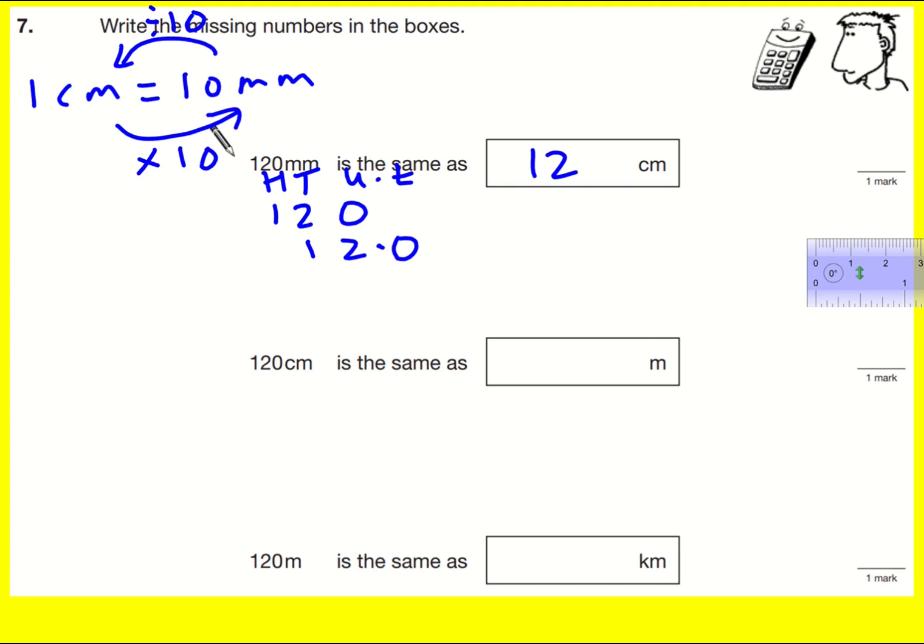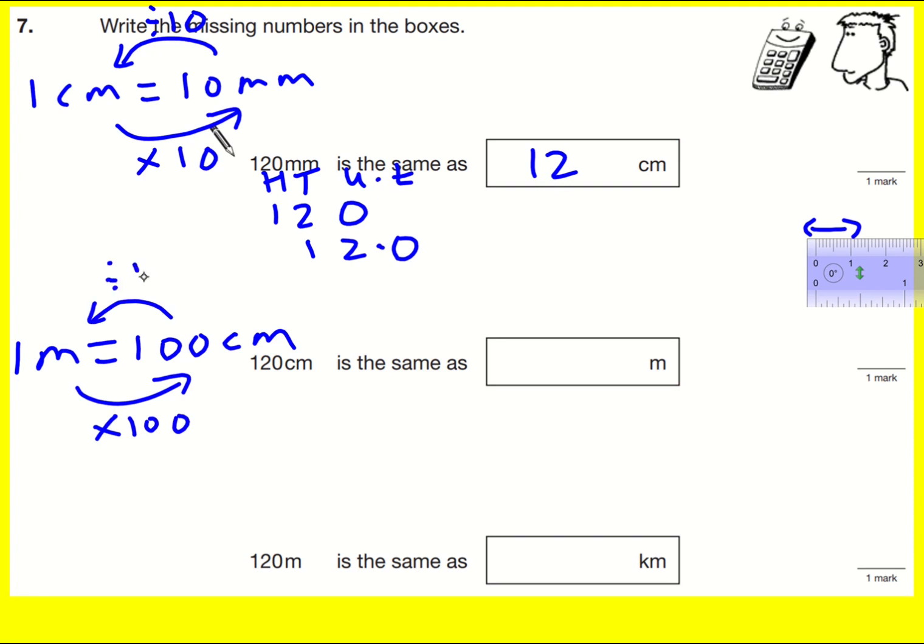Right, 120 centimeters into meters. 1 meter is 100 centimeters. We've got a meter stick and it's made up of 100 of little things like this on my smaller ruler. That is a fact that you should know. Try and learn it. And so going this way, I'm going to times by 100. Going the other way, I'm going to divide by 100. And that's what I'm doing here.